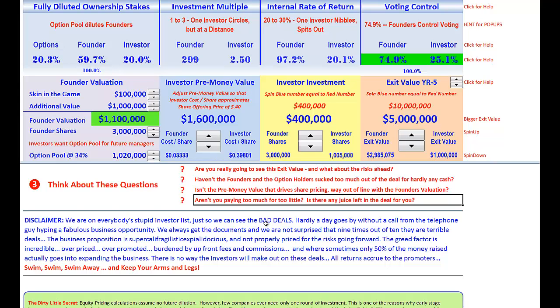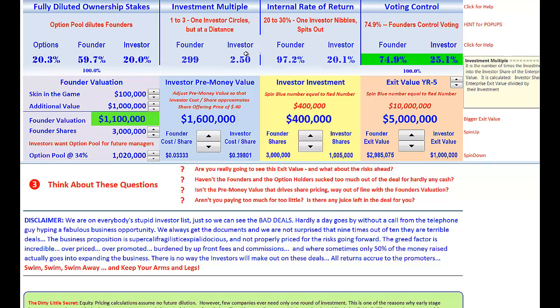Now, the last one is, aren't you paying too much for too little? Is there any juice left in the deal for you? And the answer is, well, you're getting 20%. These guys are sucking 80%. And the answer is probably not very much, because look, you're getting 2.5 times your money, and they're getting 300 times their money, or at least the founders are.